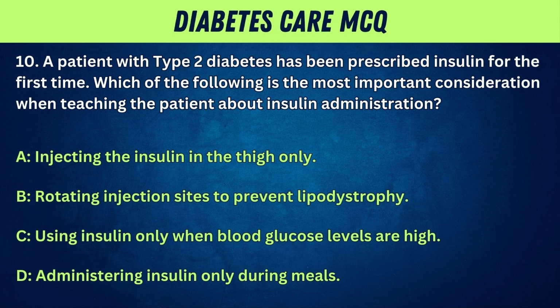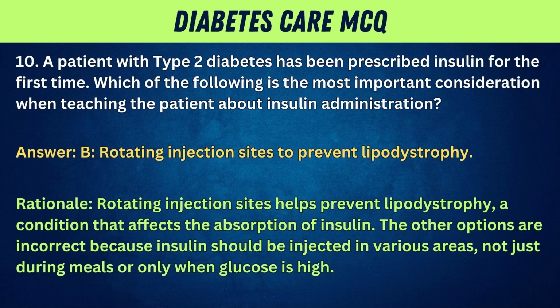10. A patient with type 2 diabetes has been prescribed insulin for the first time. Which of the following is the most important consideration when teaching the patient about insulin administration? A. Injecting the insulin in the thigh only. B. Rotating injection sites to prevent lipodystrophy. C. Using insulin only when blood glucose levels are high. D. Administering insulin only during meals. Answer: B. Rotating injection sites to prevent lipodystrophy.